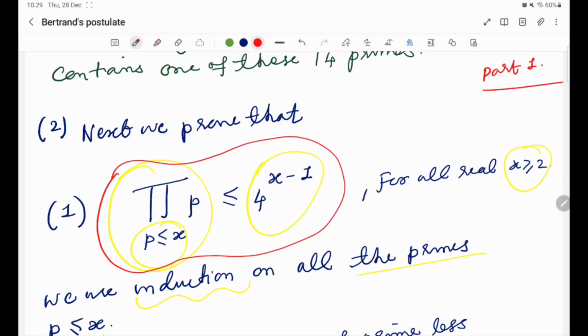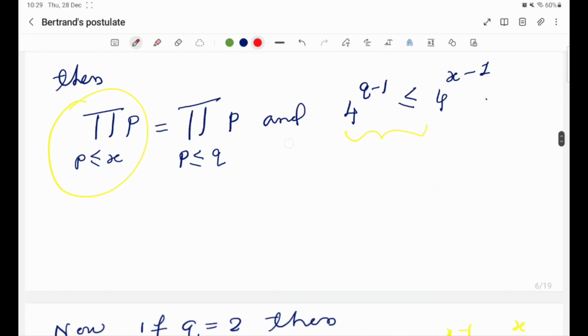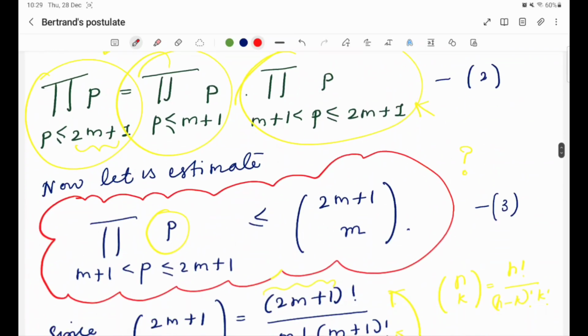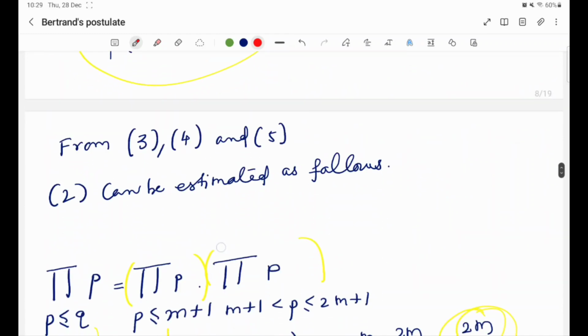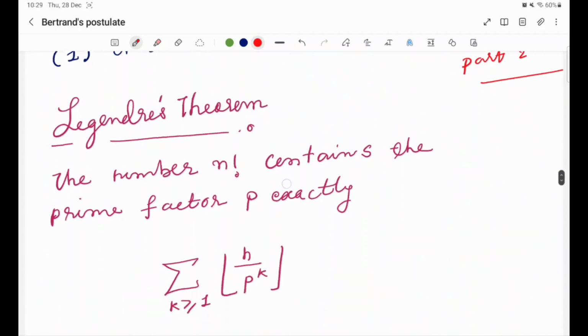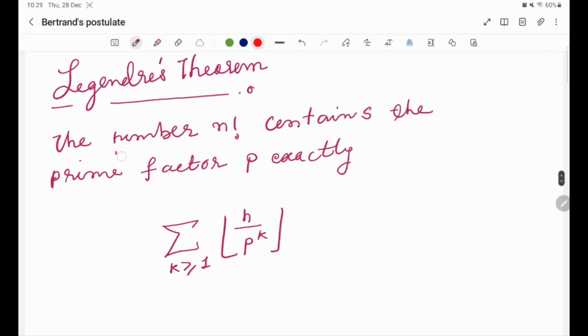Now we are going to estimate one more quantity. Before that, we need a prerequisite, which is a theorem by Legendre. The theorem tells you that the number n factorial contains the prime factor p exactly this many times. So what is it telling you? You take a prime p and a natural number n.